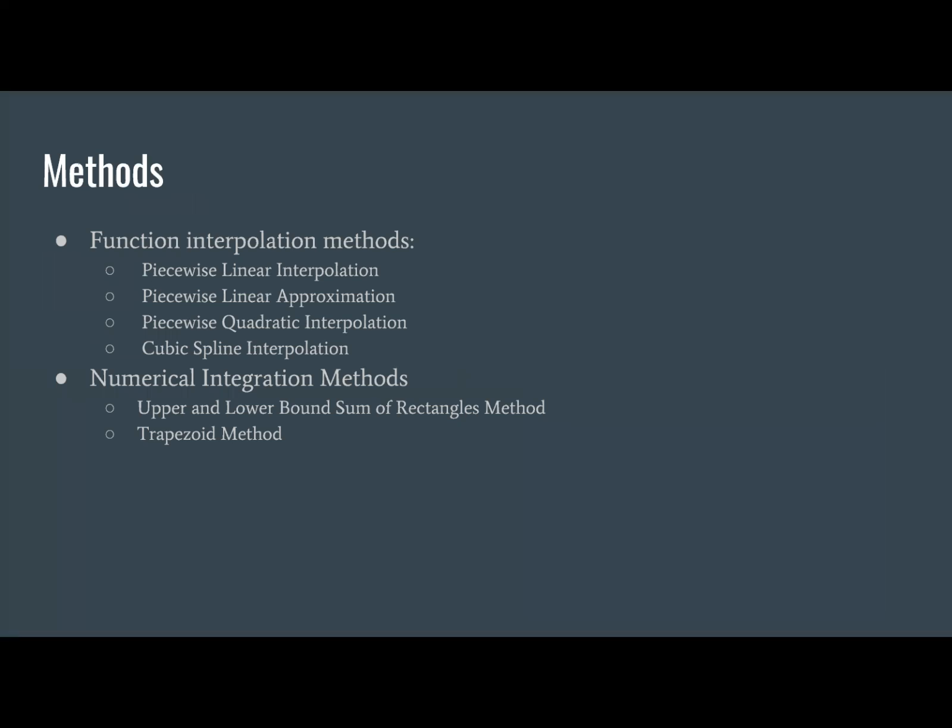As for the methods we decided to use, we chose 6, 4 from the functions of interpolation methods, and 2 from the numerical integration methods. The function interpolation methods we chose were the piecewise linear interpolation, piecewise linear approximation, piecewise quadratic interpolation, and the quadratic spline interpolation. The methods we chose from the numerical integration methods were the upper and lower bound sums of rectangle methods and the trapezoidal method.